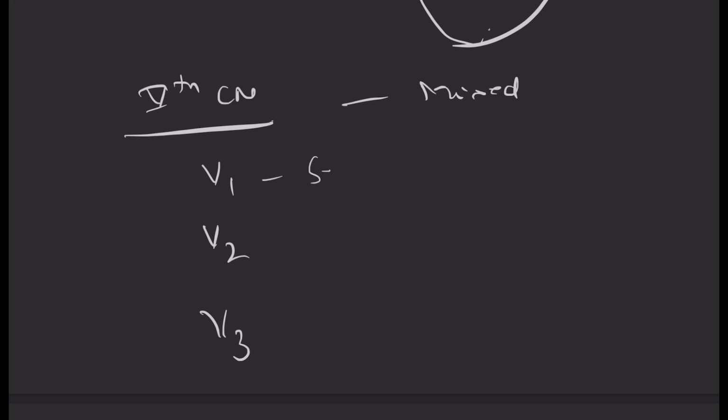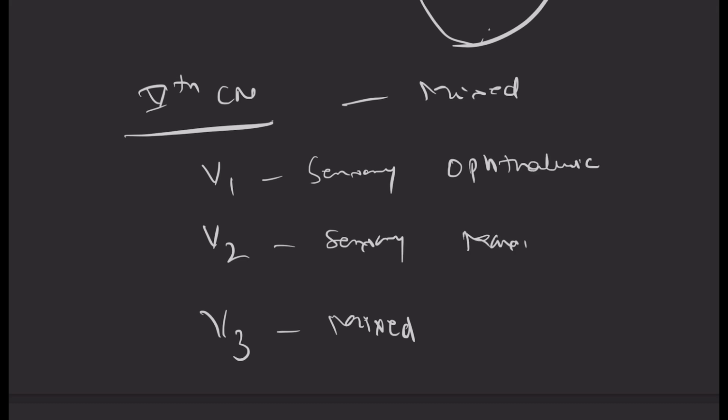Now let us discuss the fifth cranial nerve. The fifth cranial nerve is a mixed nerve which has both sensory and motor parts. It is divided into three parts, V1, V2 and V3. V1 is sensory, V2 is sensory, and V3 is what? V3 is mixed. V1 is the ophthalmic nerve, V2 the maxillary nerve, and V3 the mandibular nerve, which is mixed.